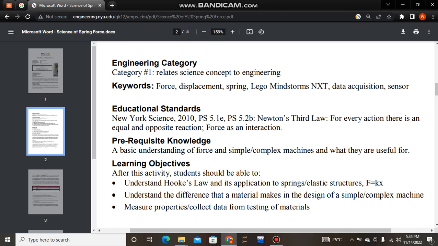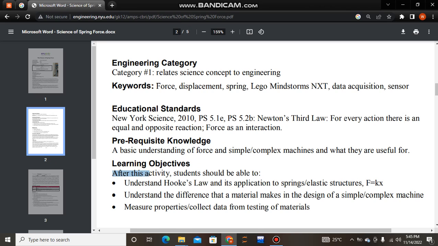Educational standards: New York Science 2010 PS5 LE PS 5.2 B. Newton's third law: for every action there is always an equal and opposite reaction. Force as an interaction. Prerequisite knowledge: basic understanding of force and simple and complex machines and what they are useful for.